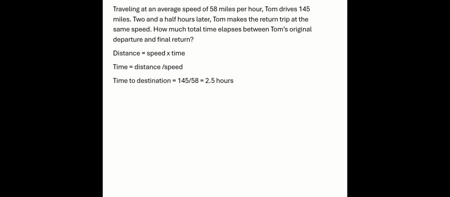And now we also use the same formula, time equals distance divided by speed, to calculate the time to return to the original point. In this problem, they mention Tom makes the return trip at the same speed. So we calculate the time to return to be the same, 145 divided by 58 miles per hour, equals 2.5 hours.